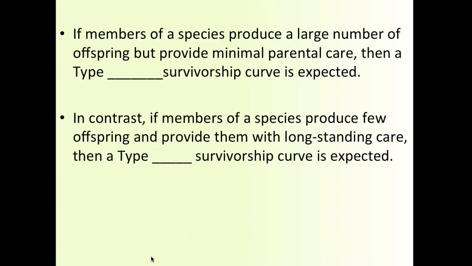All right, so if members of a species produce a large number of offspring but provide minimal parental care, what kind of survivorship curve is expected? So that is going to follow the oyster curve, and that was curve 3. In contrast, if members of a species produce few offspring and provide them with long-standing care, then type 1 is expected, right? Okay.